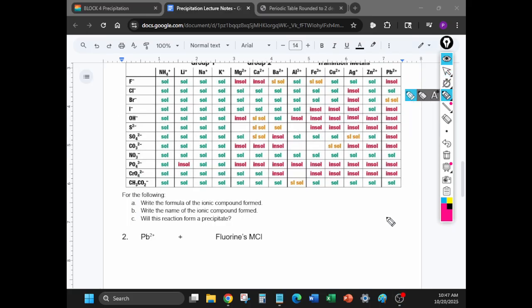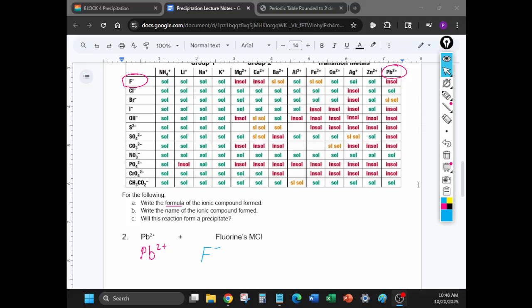Alright, so for the example, we're going to be combining Pb2+. So we're going to look at our chart. We've got Pb2+, and we're going to be combining it with fluorine, F-. Okay? So first, let's start by writing the formula of this chemical. So we have Pb2+, and fluorine's ion is F-. Let me give you guys about a minute. See if you can write the formula of this chemical. What ionic compound are they going to make? Take about a minute to do that.